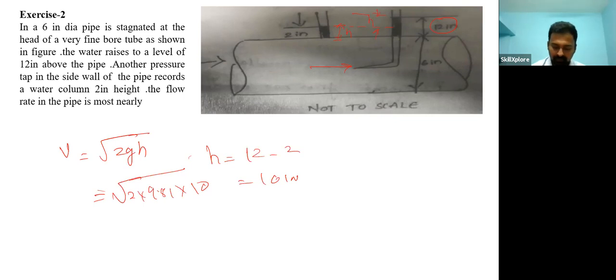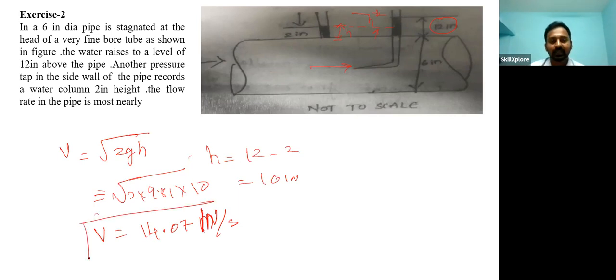Root of 196.2. This is the velocity, 14.07 meters per, sorry, inches per second. So this is the velocity of the flowing fluid. Okay, with this I'm concluding this topic.